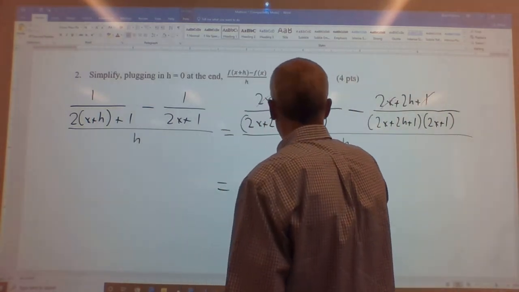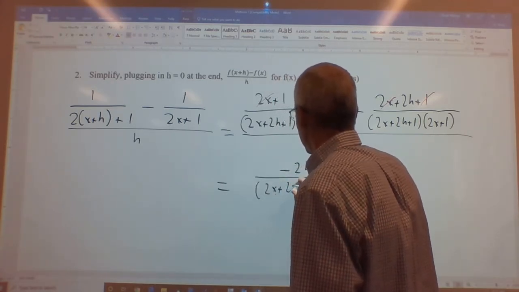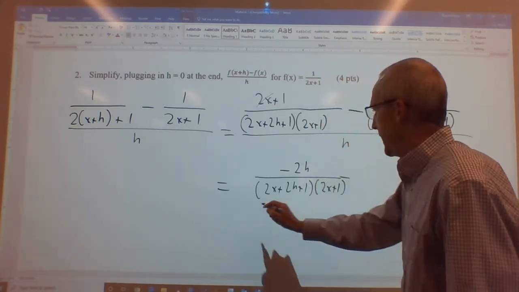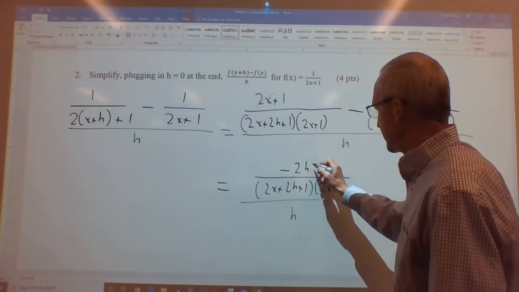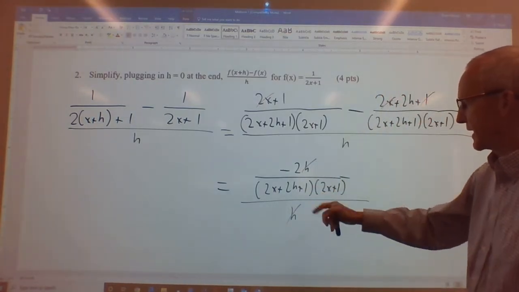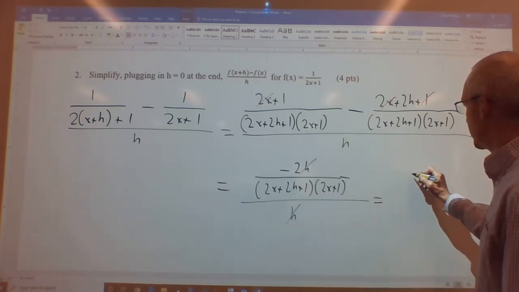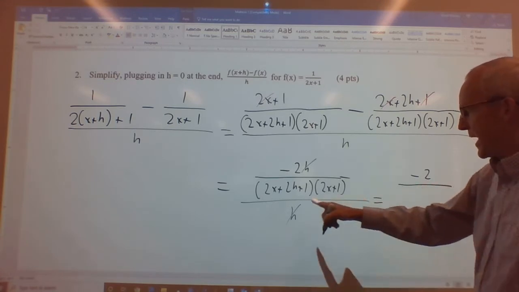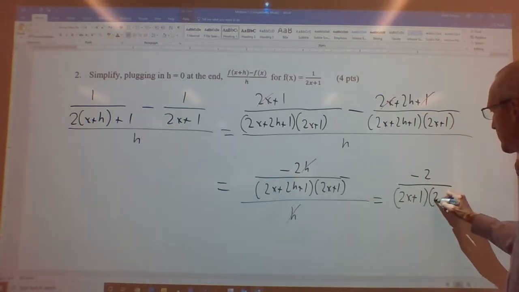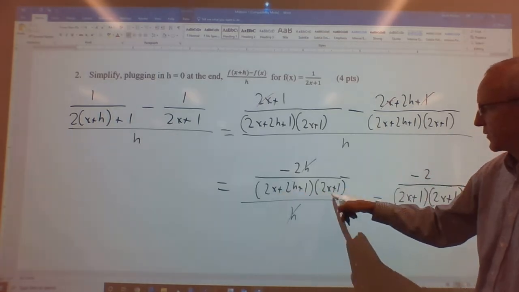That's it. So we have a negative 2h divided by all this stuff, 2x plus 2h plus 1 times 2x plus 1. And all that's over h. These h's cancel now. That's the whole idea. Once those cancel, we can plug in h equals 0. If we plug in h equals 0 there now, we have a negative 2 on the top. On the bottom, we have 2x plus 1 times 2x plus 1. Right, because h is 0, this is 2x plus 1, 2x plus 1.